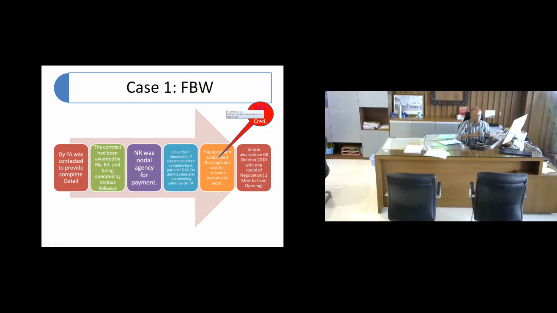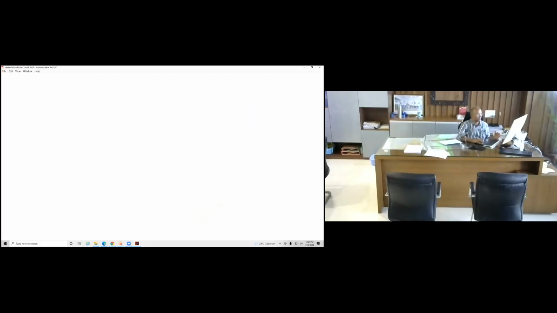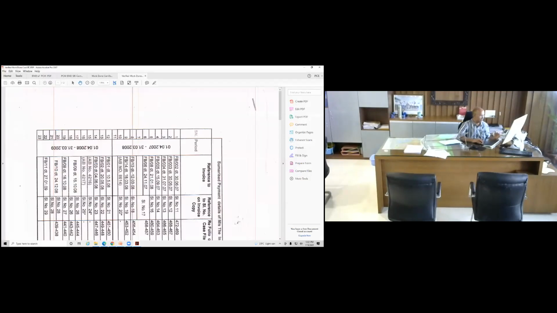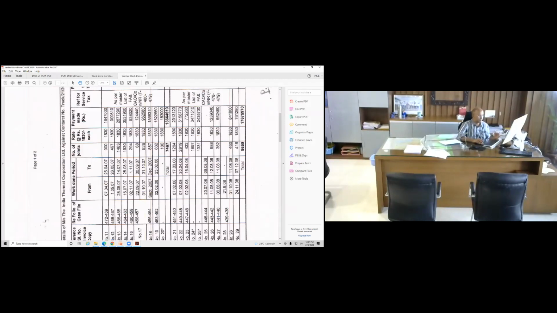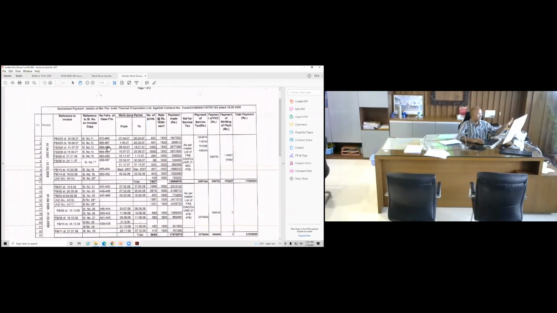Then you have to do your hard work. Somebody has to go to Delhi and he has to camp there, get the data. If you look at the verified credential data, which is opening now, I'll rotate it for you because it's not in a proper shape. Yeah, if you look at this document, complete details were given.